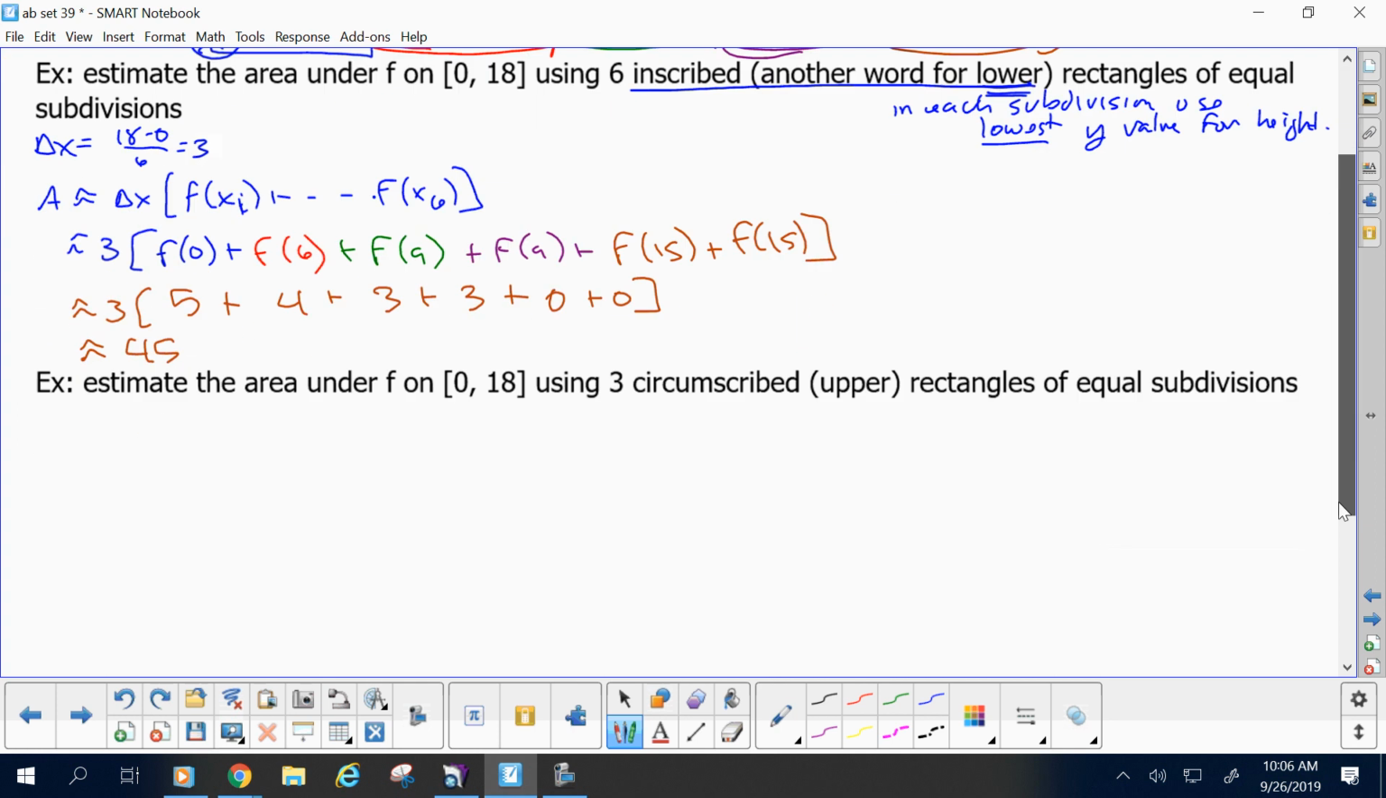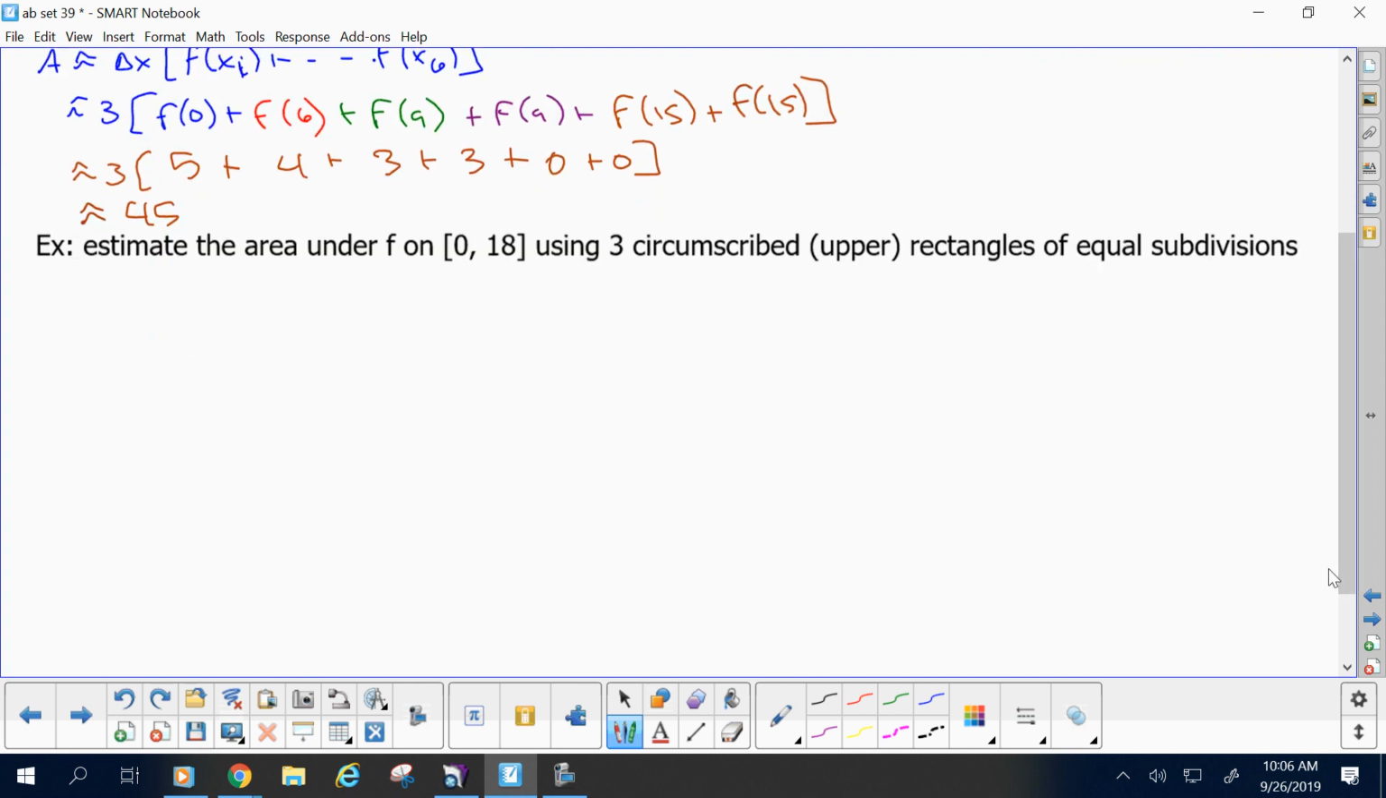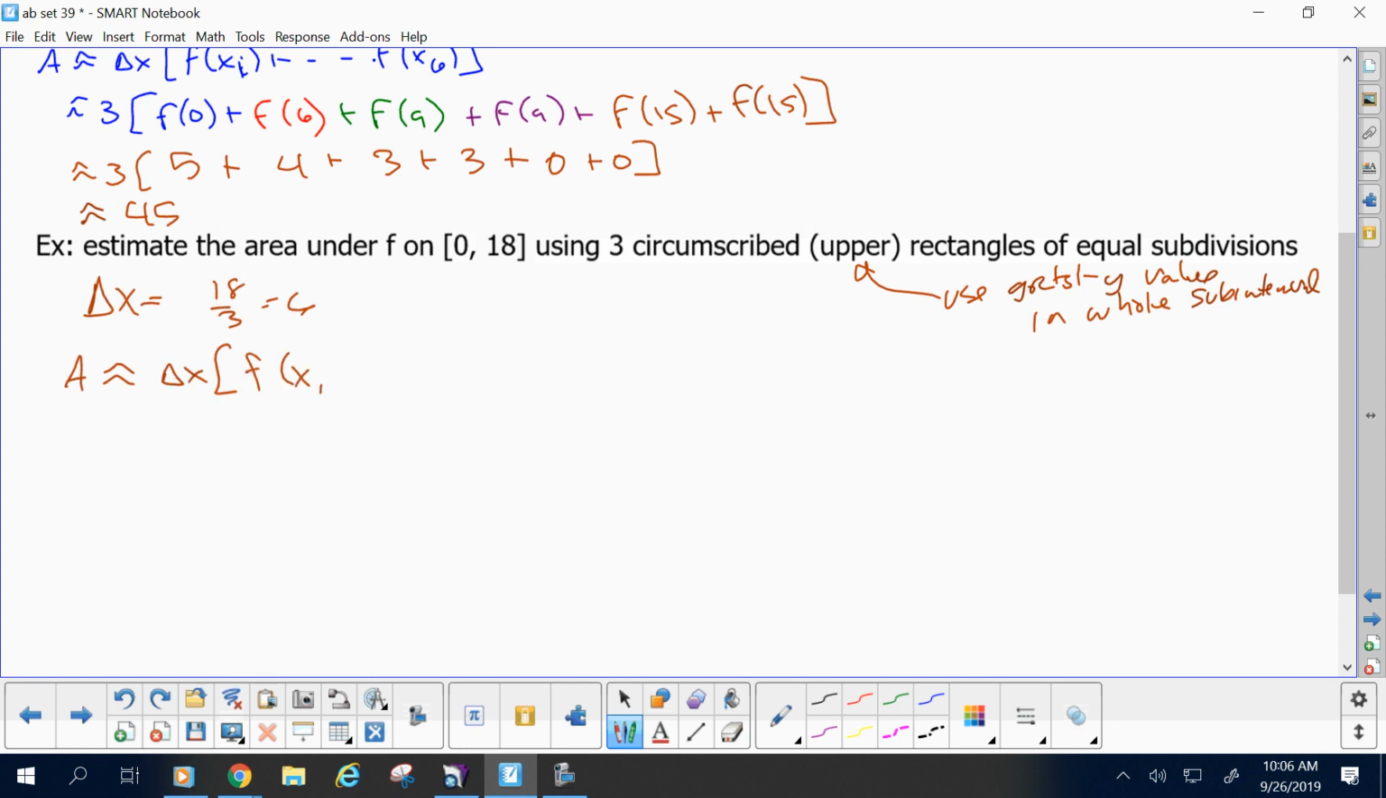All right. Estimate the area under 0 to 18 using 3 circumscribed upper rectangles of equal subdivision. So in this case, as the name kind of indicates, use the greatest y value in the whole subinterval. Now that doesn't even need to mean at the outsides. It might be on the inside. So let's go here. What's the delta x? 6. 18 divided by 3 is 6. The area is approximated by delta x times how many heights? 3.